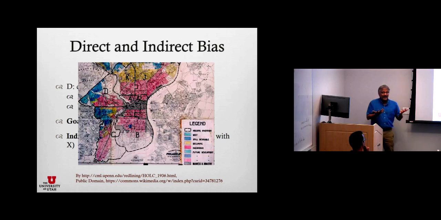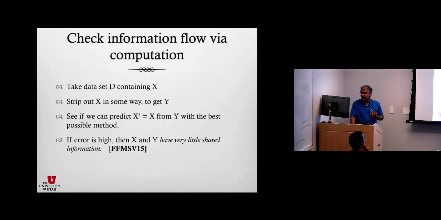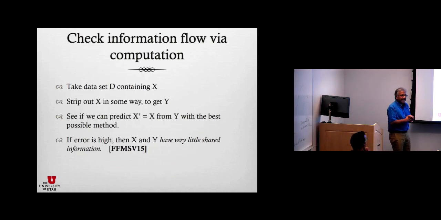So one idea we had was to frame this as an information flow problem. To say, look, the problem here is the following. You have some data set, it has some predictive attribute, you've removed it somehow. And now you want to know if there's still information, latent information in the data that allows you to discriminate based on X, even though it wasn't there. Another way of saying this is that, is there enough information to predict X from the remaining data?